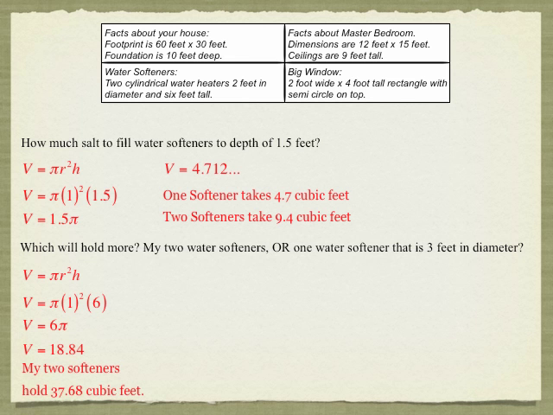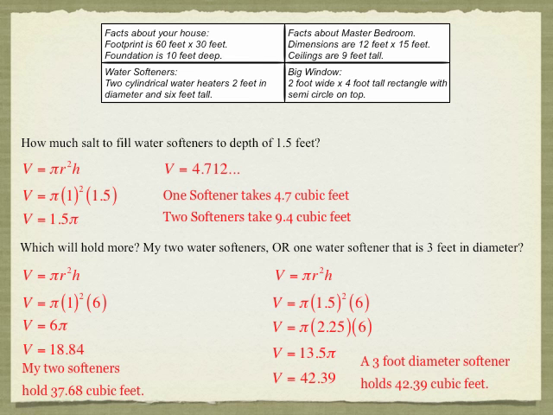feet of salt. Now let's look at another water softener that is just a little bit bigger in diameter. I think you may find this surprising. So I'd put in 1.5 for the radius. If it's 3 feet in diameter, that would put 1.5 in for the radius. Again, it's 6 feet tall. So I'd get 13.5 times pi, which is 42.39 cubic feet. So a 3-foot diameter softener holds more than my 2 2-foot water softeners.